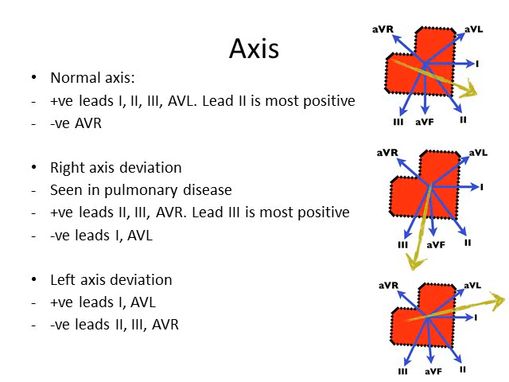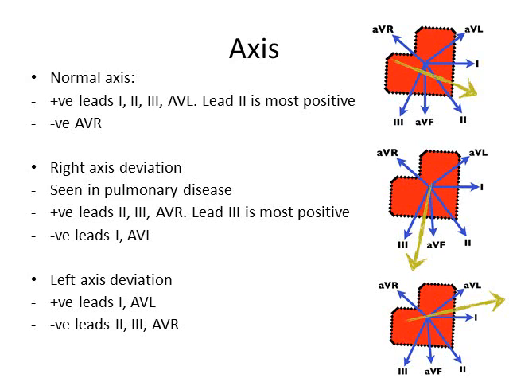So that's a normal axis. And you get positive leads 1, 2 and 3. So if you see, 1 goes that way, 2 goes that way, 3 goes that way. And where the impulse is pointing is sort of between 1 and 2, so you'll get positive deflections there. You might get a positive deflection in lead 3, but not necessarily. It's the same with AVL, but it's lead 2 that's likely to be the most positive.